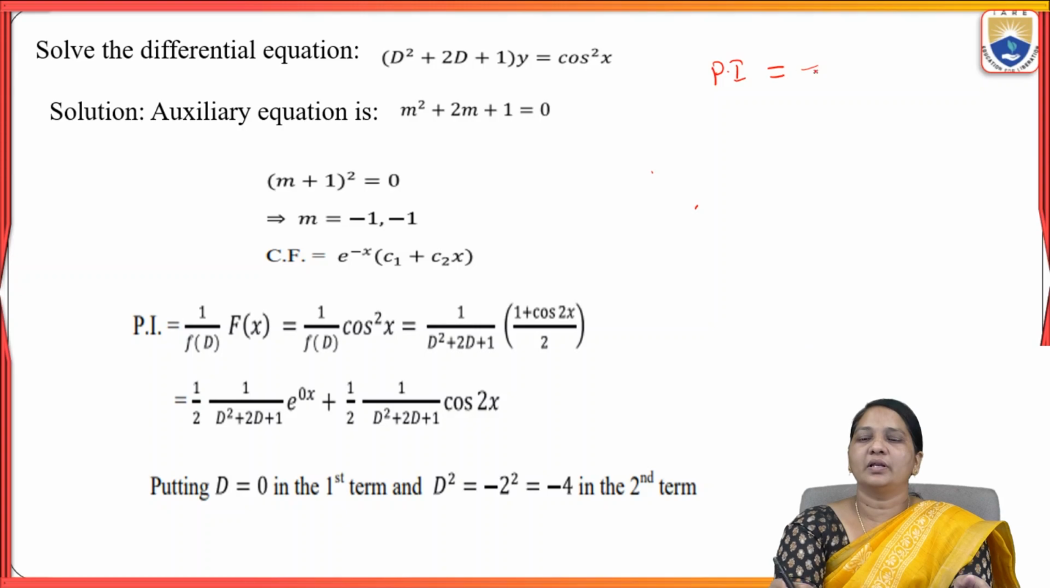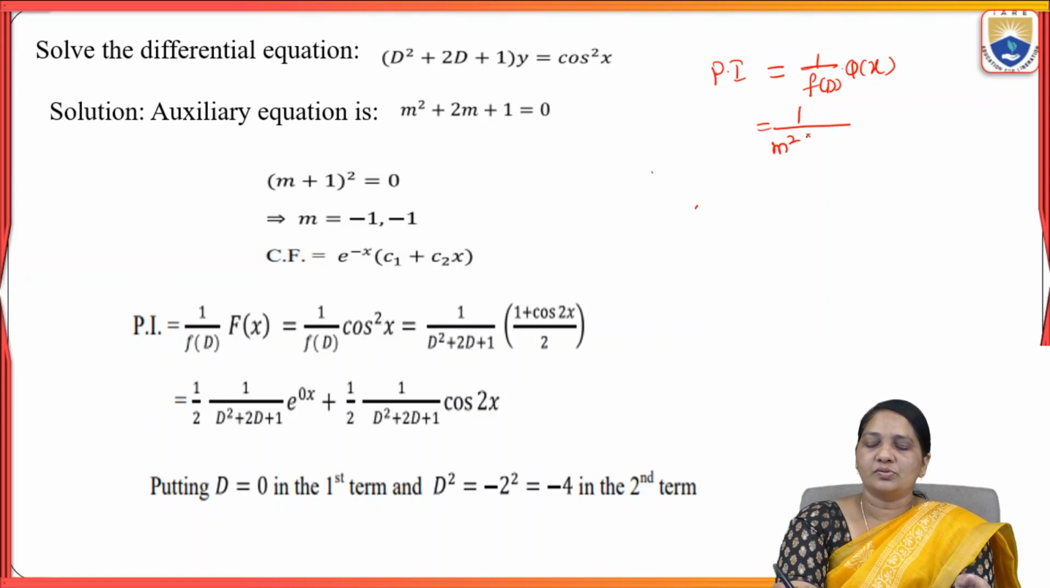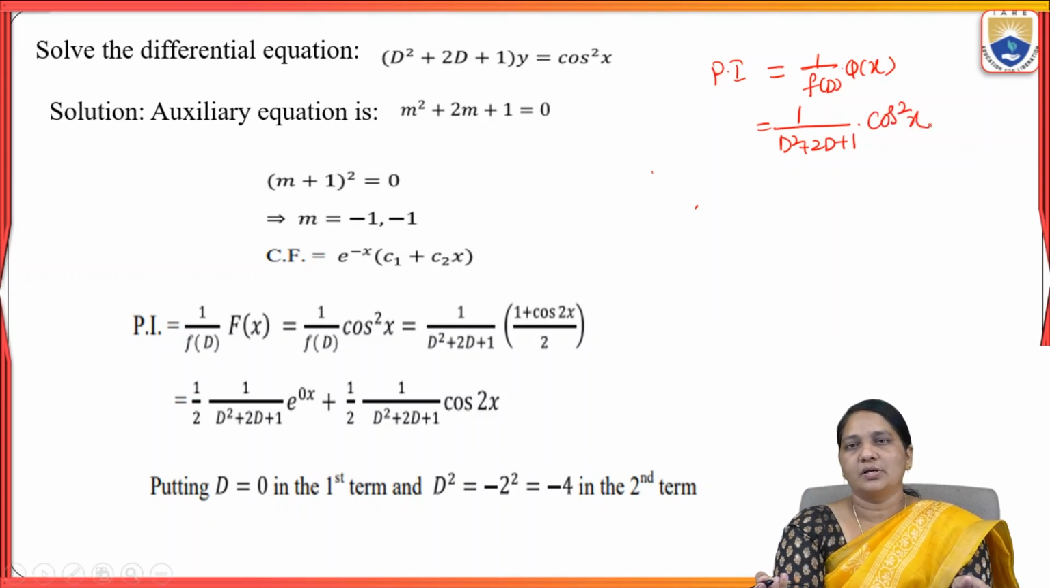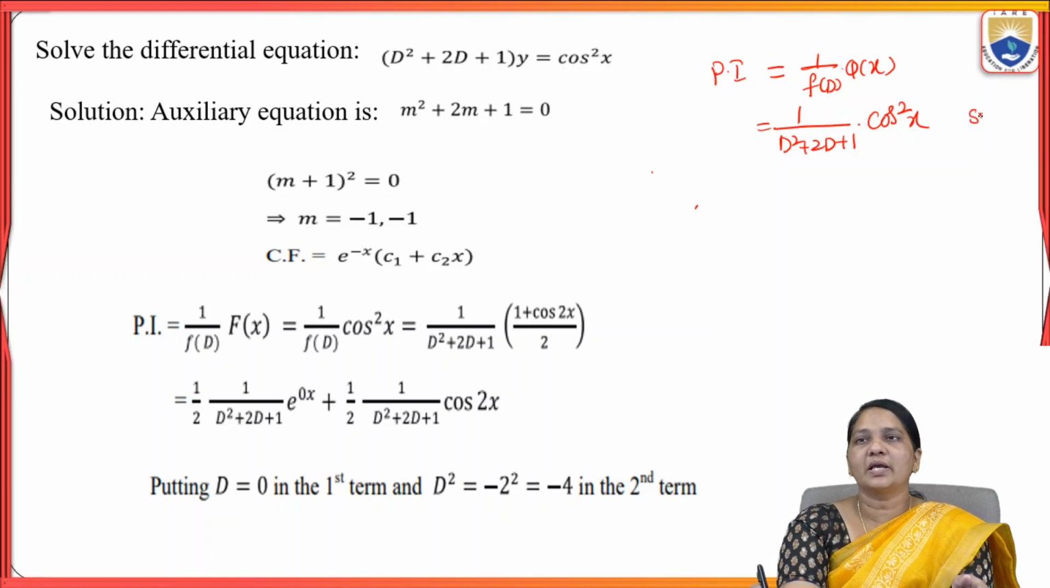So particular integral equal to 1 by f of D into Q of x. So what is the f of D value? Sorry, here we have to write the D form, right? So D square plus 2D plus 1, into the Q of x value, cos square x. Now I can't calculate the cos square x value directly because I need the form sin ax or cos ax.